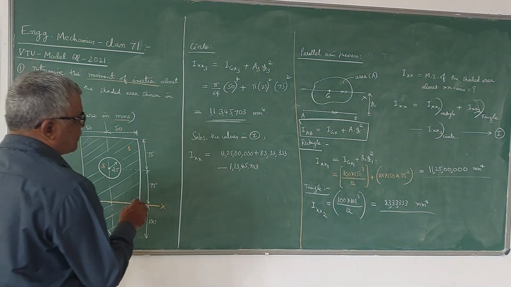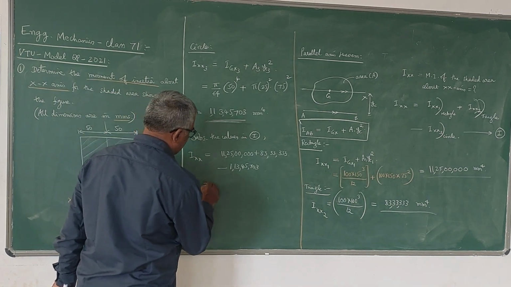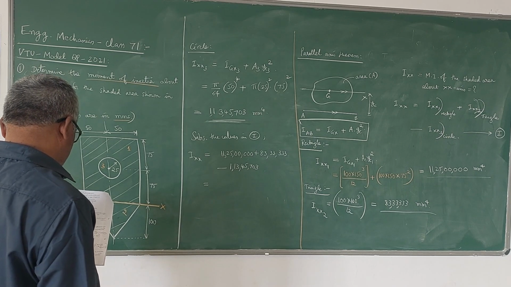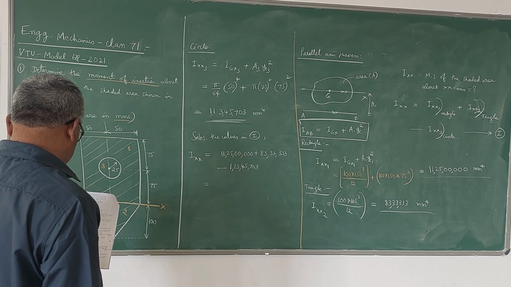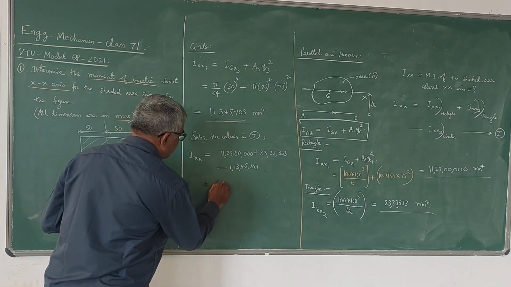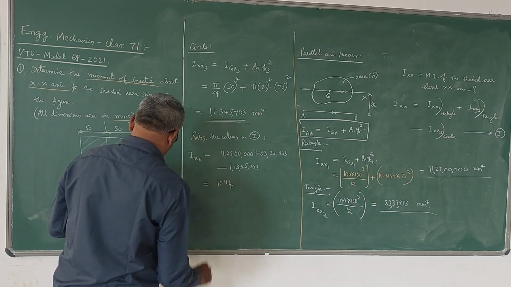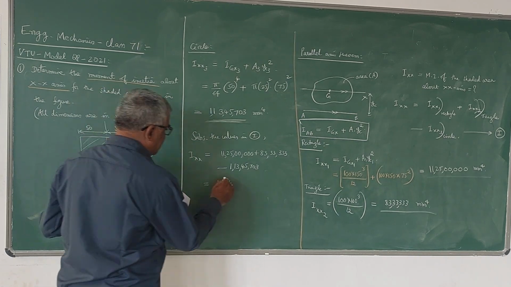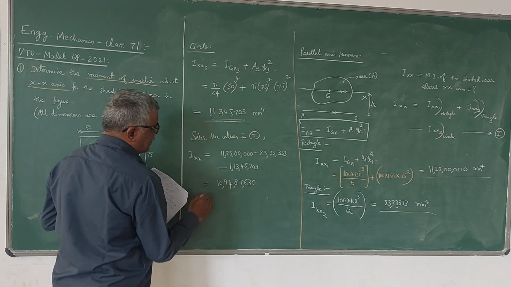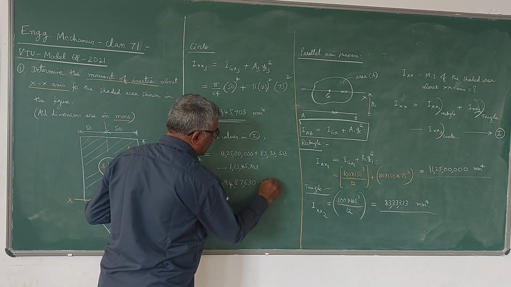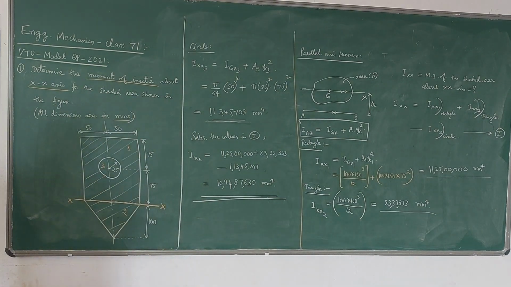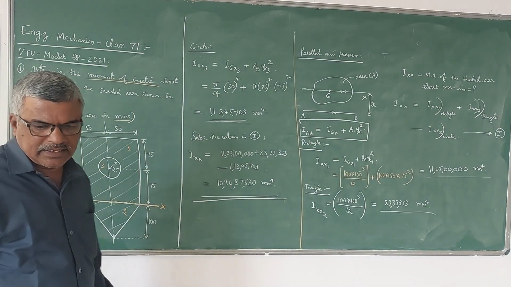Now, if you simplify this, you are going to get the value as Ixx is 1094 8760 millimeter power 4. So this is the moment of inertia of the composite section or the shaded area about the x-axis.